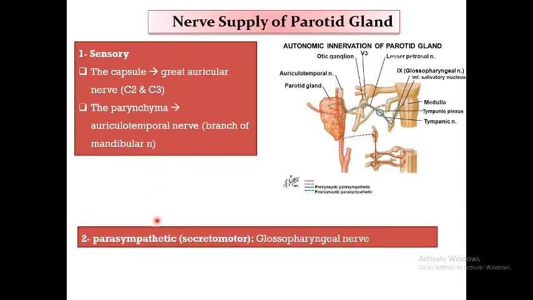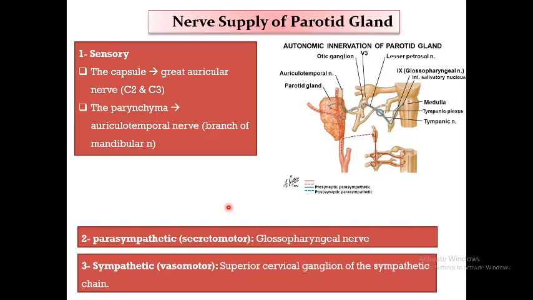About the parasympathetic innervation, you know all the salivary glands receive sympathetic and parasympathetic innervation to act in harmony to stimulate the secretion of the salivary glands. The parasympathetic innervation comes from the glossopharyngeal nerve, the ninth cranial nerve, while the sympathetic innervation comes from the superior cervical ganglion of the sympathetic chain.